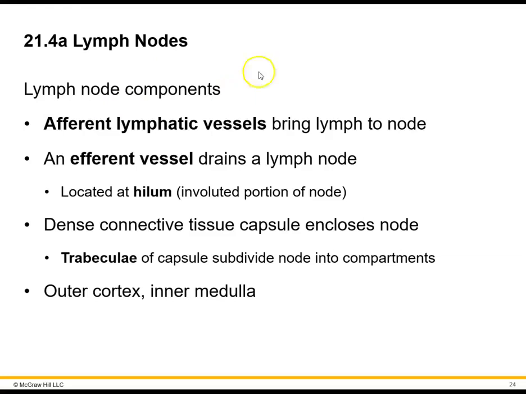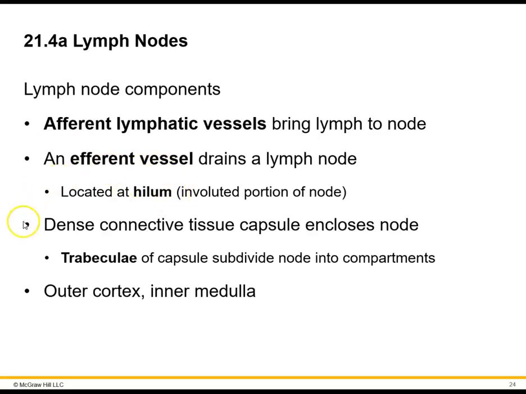Components of a lymph node. So you're going to have afferent lymphatic vessels. These guys bring the lymph to the node. Then you're going to have a single efferent vessel that drains the lymph node. And this guy's going to be located at the hilum. I'll show you that in a second.